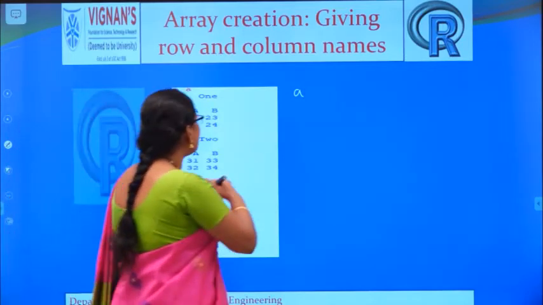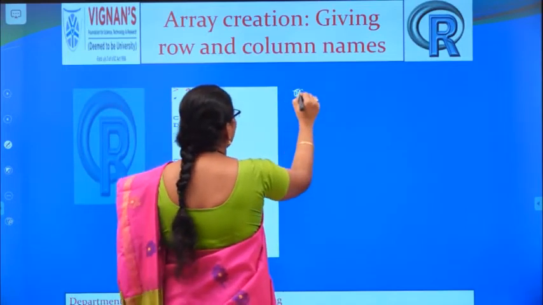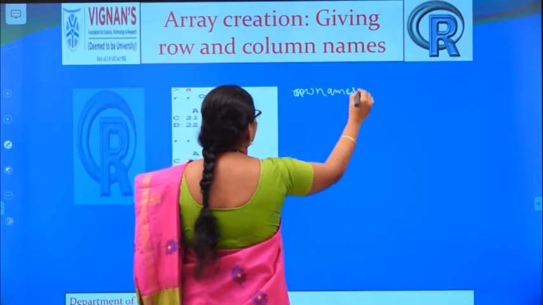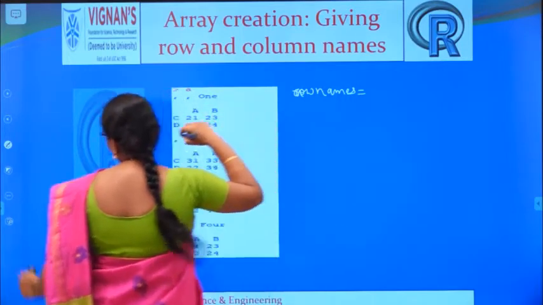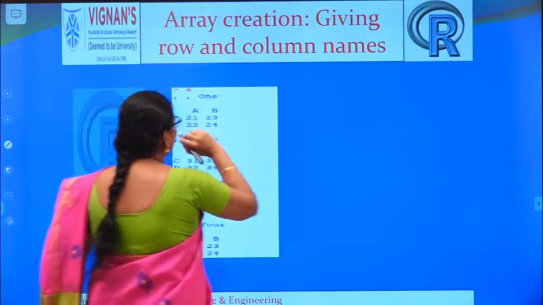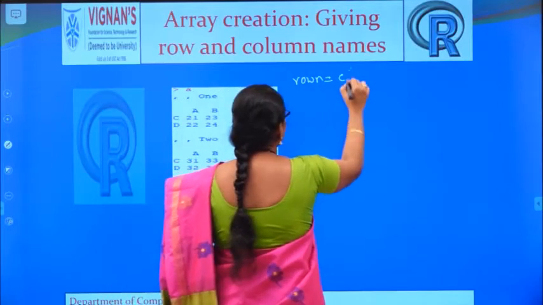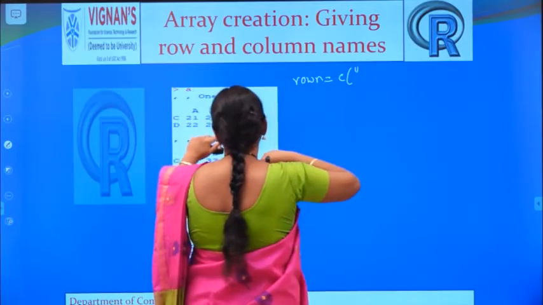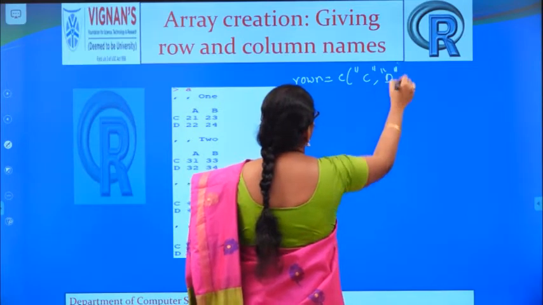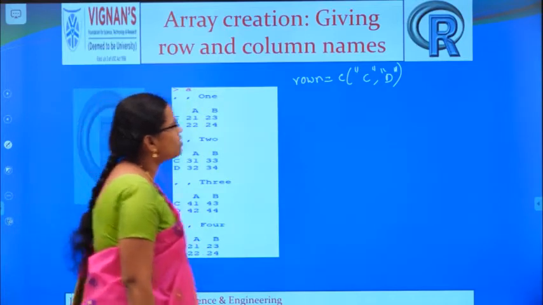So first let us specify the row names here. I am writing the row names. Row names is equal to C of, what are the row names available? C, other one is D. You can check here. The row names are C, D for each matrix, for all the matrices.